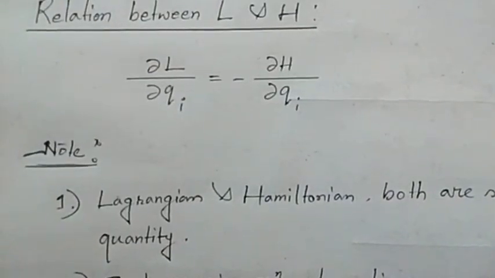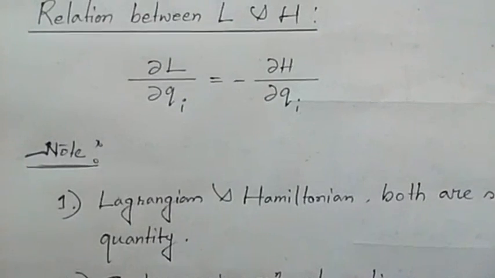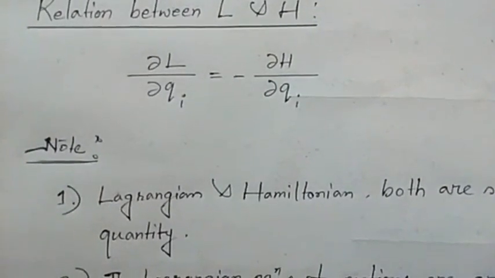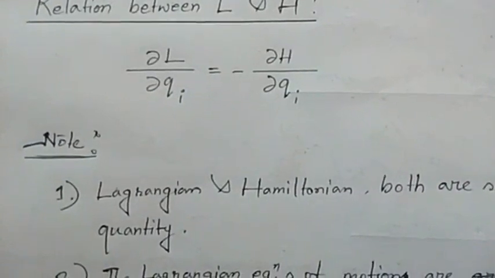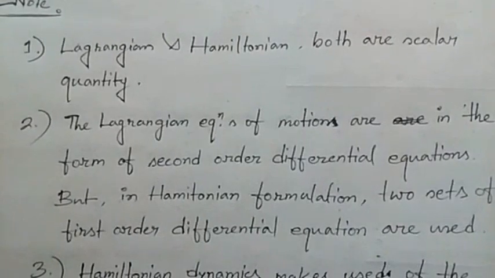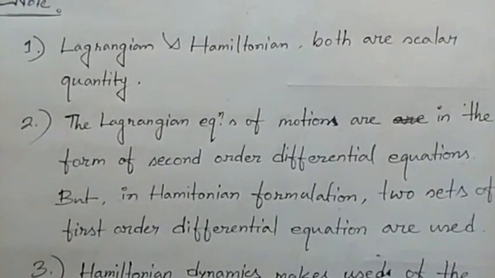Relation between Lagrangian and Hamiltonian. 1. Del L by del qi equals minus del H by del qi. At some points, Lagrangian and Hamiltonian both are scalar quantities.